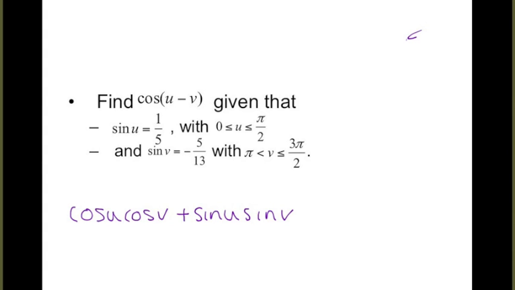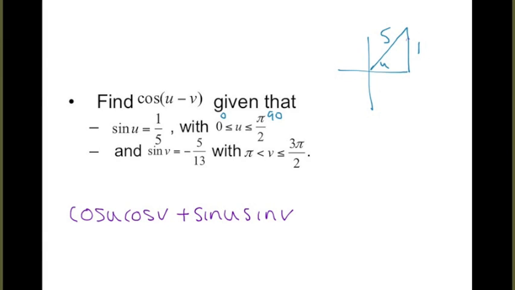And then we're going to take the information about angle u and draw a picture. So it says angle u is between 0 and pi halves, so that'd be 0 to 90. And that our sine, which is opposite over hypotenuse, is 1 over 5. So we need to find the third side of this triangle.